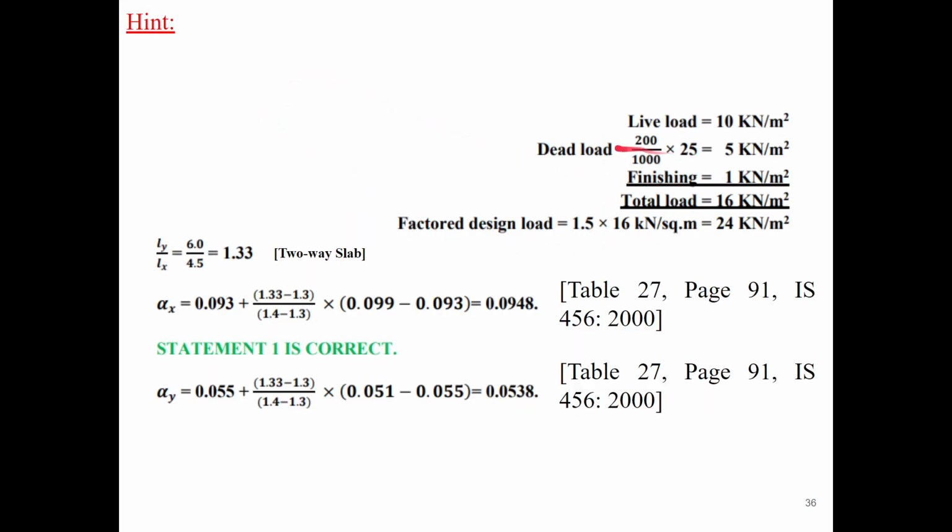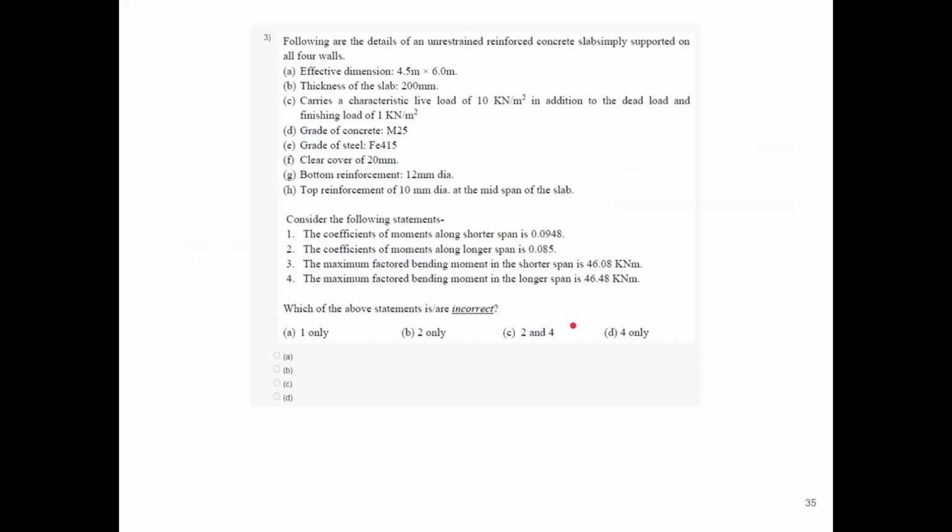So as we have already calculated, total load is 16, and factored load is 24, right? And it was a two-way slab, right? So using table 27, that is page 91, IS 456, we get alpha x value, by interpolation, as 0.0948. So the first statement is correct. Okay, so A is correct. So A will not be the option.